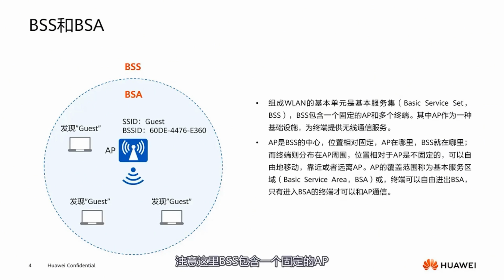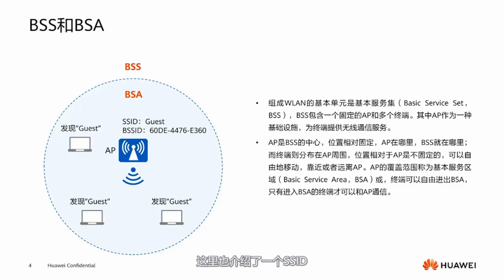Note that the BSS includes a fixed AP, which is one, not multiple, and includes multiple terminals, where multiple can mean one or more. At this time, we use a phone or computer to connect to the AP. The premise is that the terminal must be within the coverage area of the BSA or the AP. The area covered by the AP is called a BSA, and the terminals must be within the BSA to communicate with the AP. This is what we refer to as BSS and BSA.